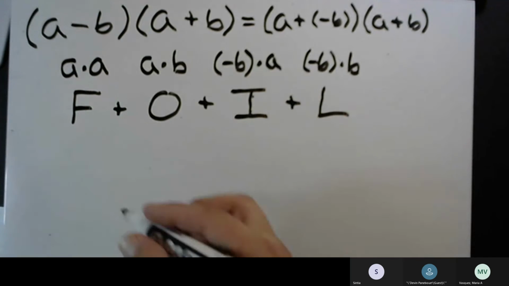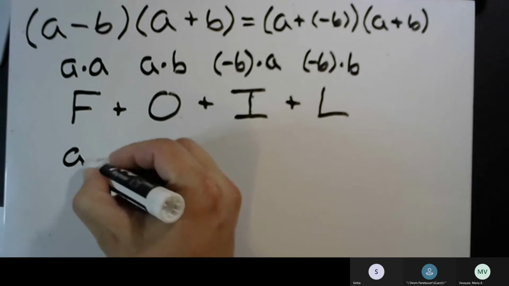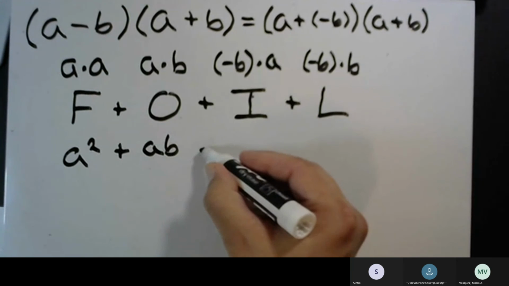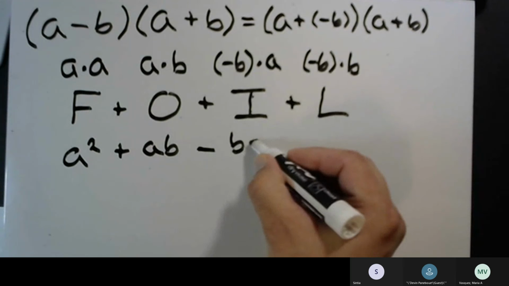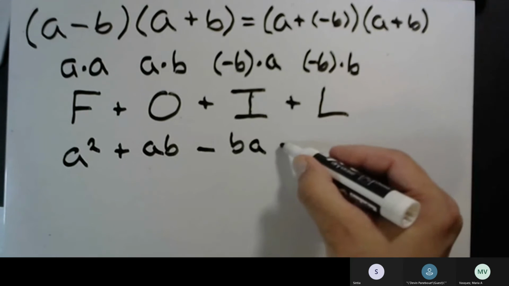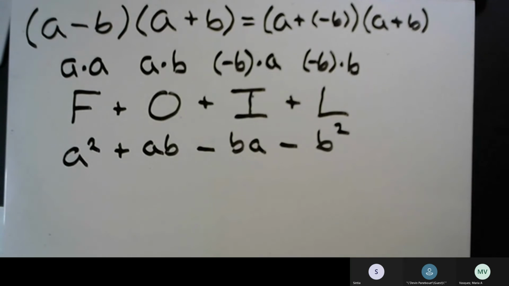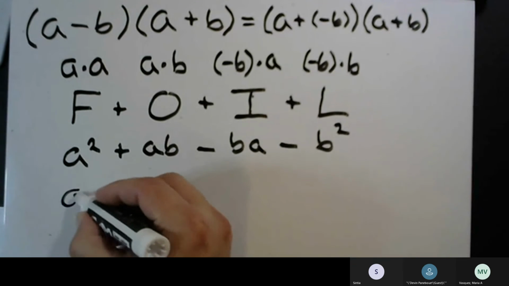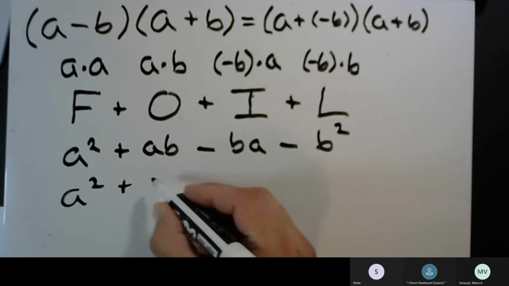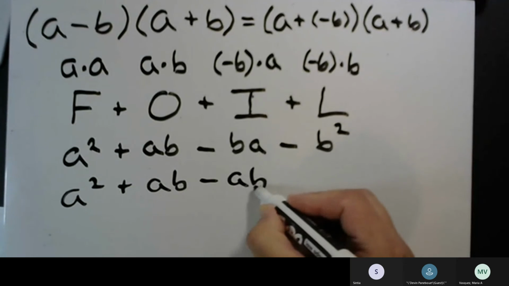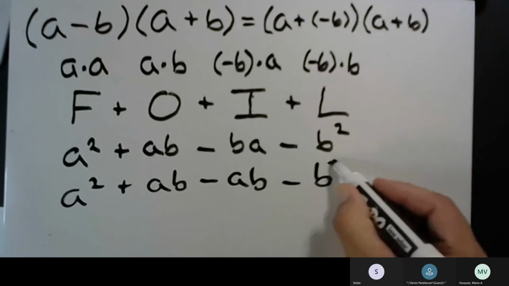So this is our FOIL. So now we're going to get a squared plus ab minus b times a minus b squared. And again, a times b, b times a, they're going to be the same thing. A squared plus ab minus ab minus b squared.